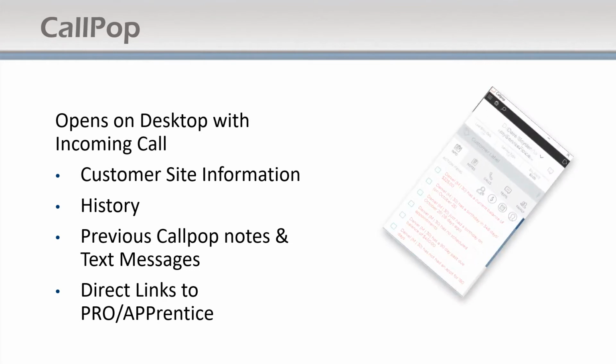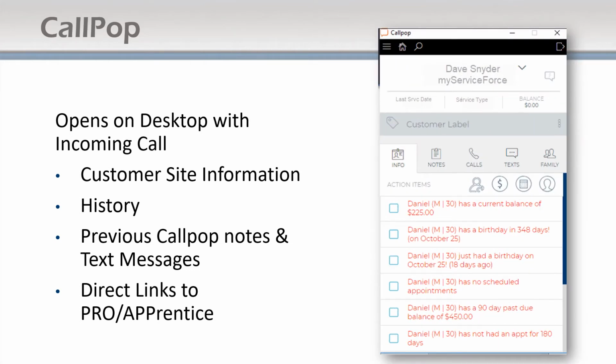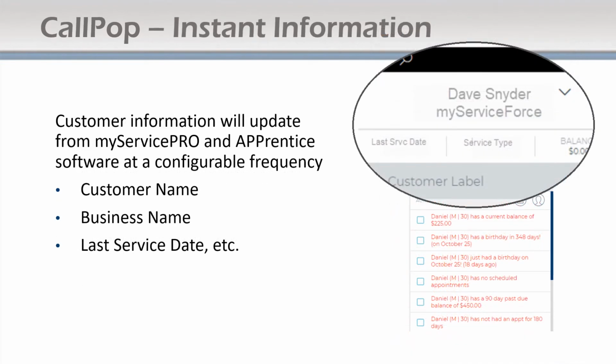So let's start to get into some of the details of Callpop. This is the screen that would show up, and you can see it's got a lot of connections and lots of things that it provides. That opens up on the desktop with the incoming call. It's going to have the customer site information, some history, previous Callpop notes and text messages, and of course direct links, as I'll show you, to Pro and Apprentice. At the top of the header, you're going to see the customer name, their company, and any last service information. So just some quick information about that customer at the top of the screen.